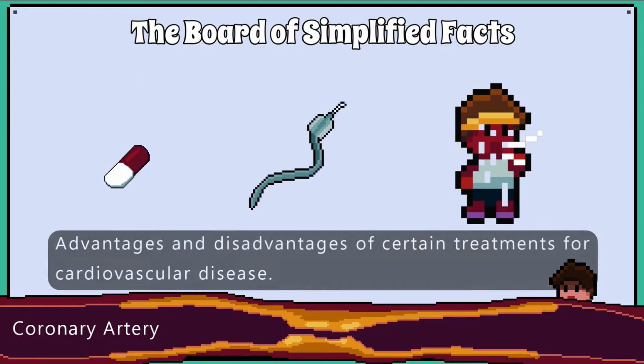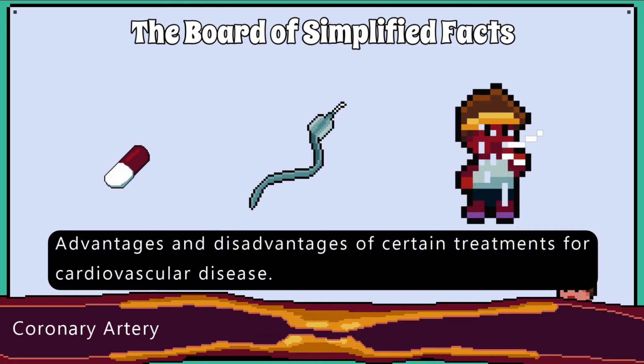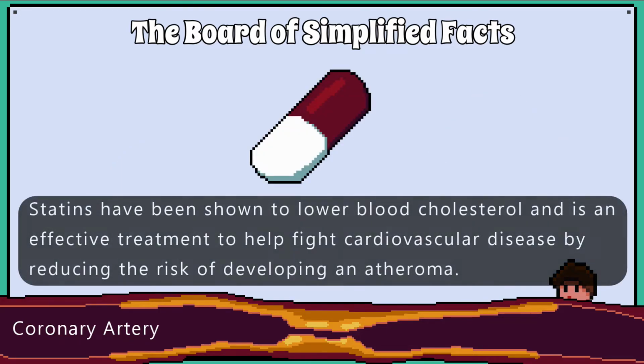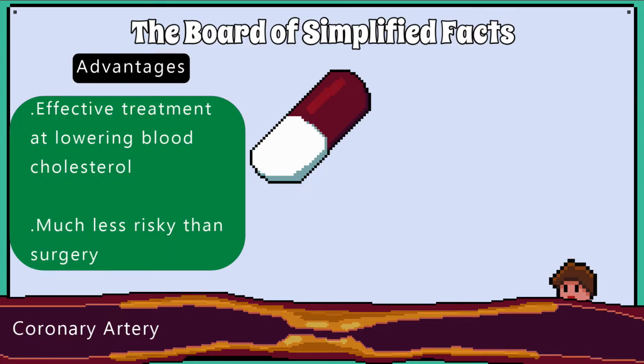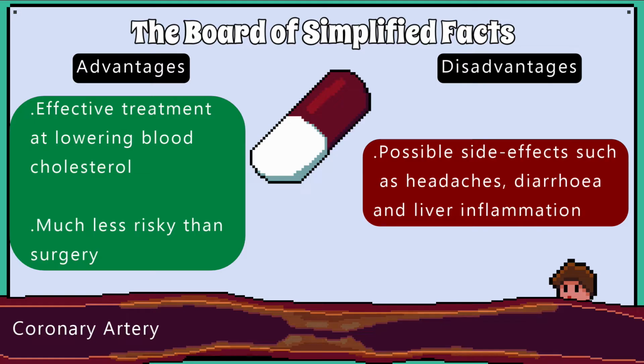Treatments for cardiovascular disease have their pros and cons. Statins have been shown to lower blood cholesterol and is an effective treatment to help fight cardiovascular disease by reducing the risk of developing an atheroma. Statins are tablets, so they are just a daily medication that is certainly less risky than surgery. Statins do, however, have possible side effects, and a few examples would be headaches, diarrhea, and problems with the liver.